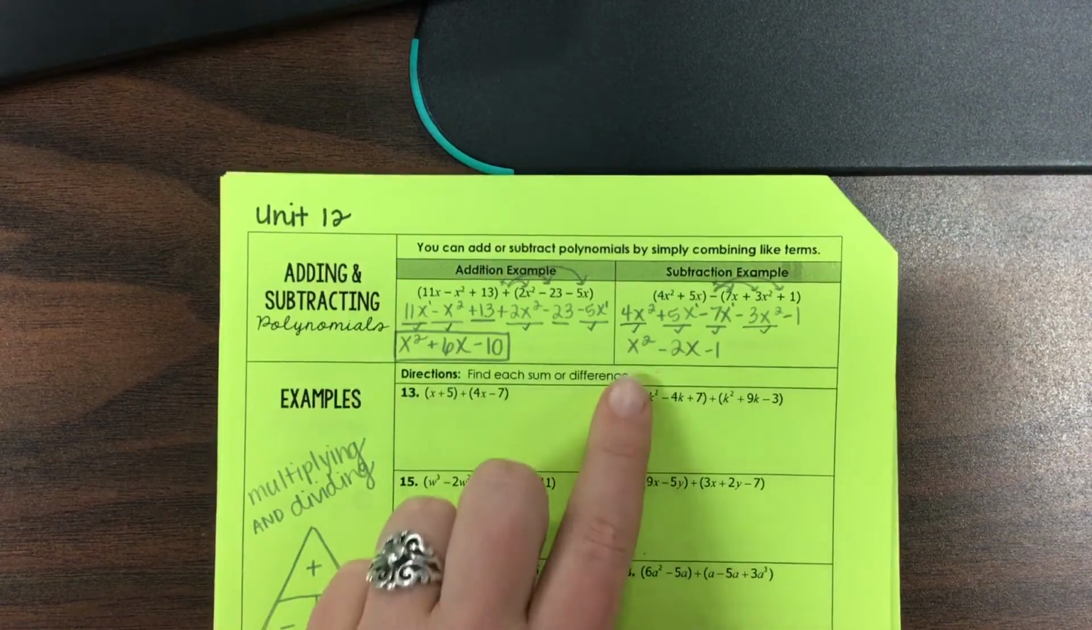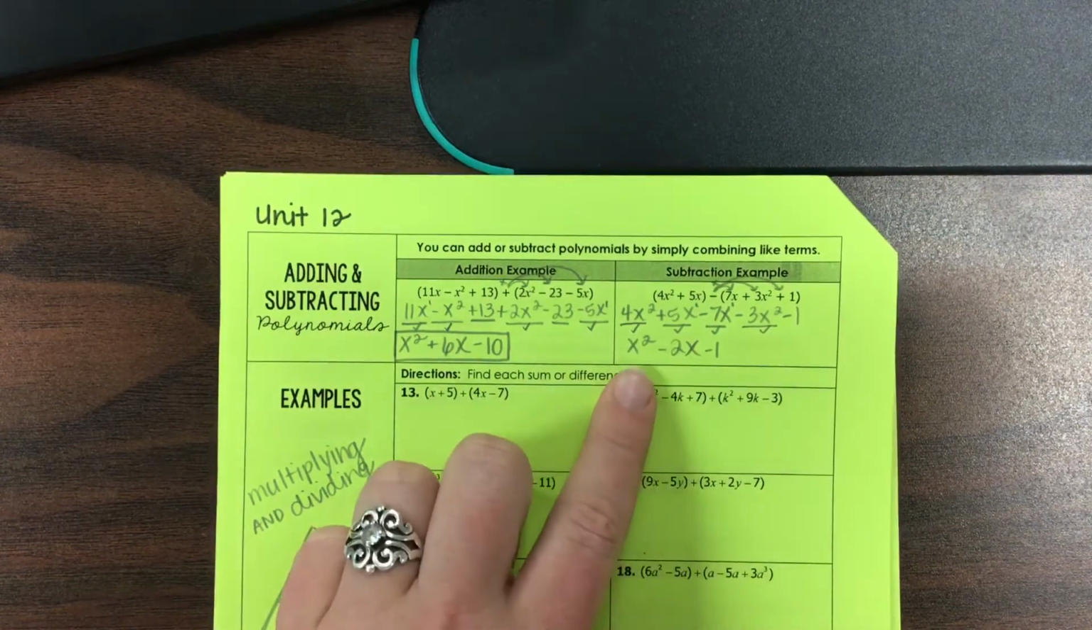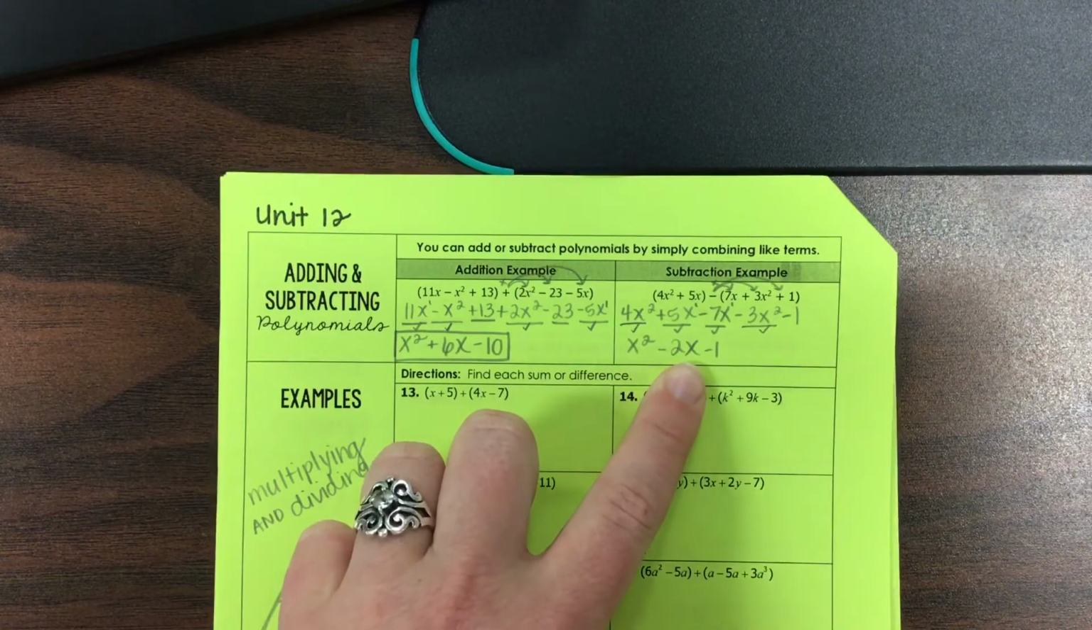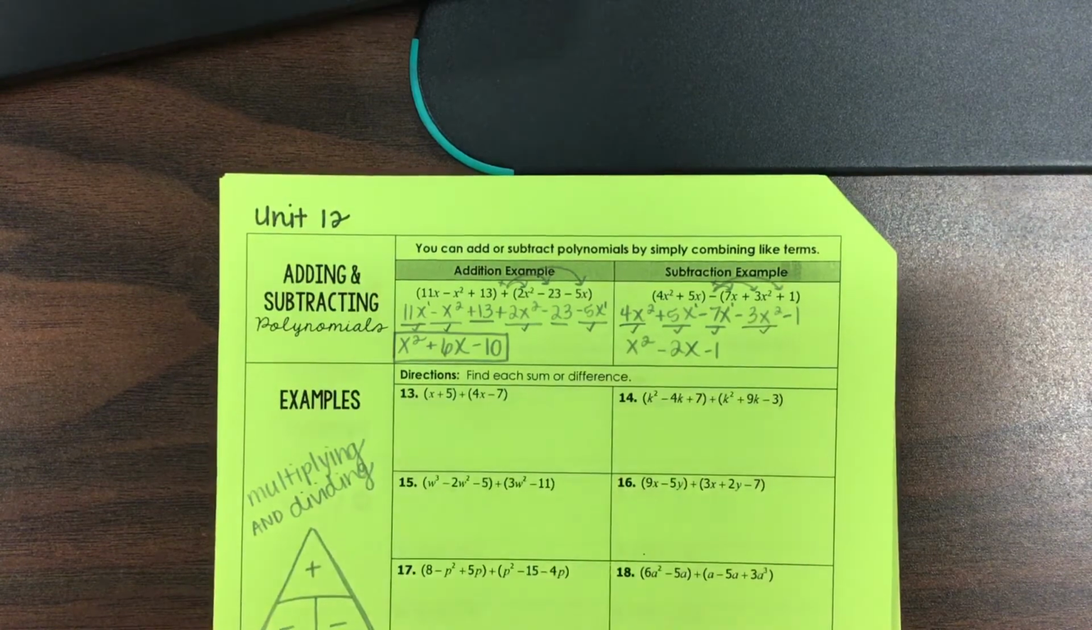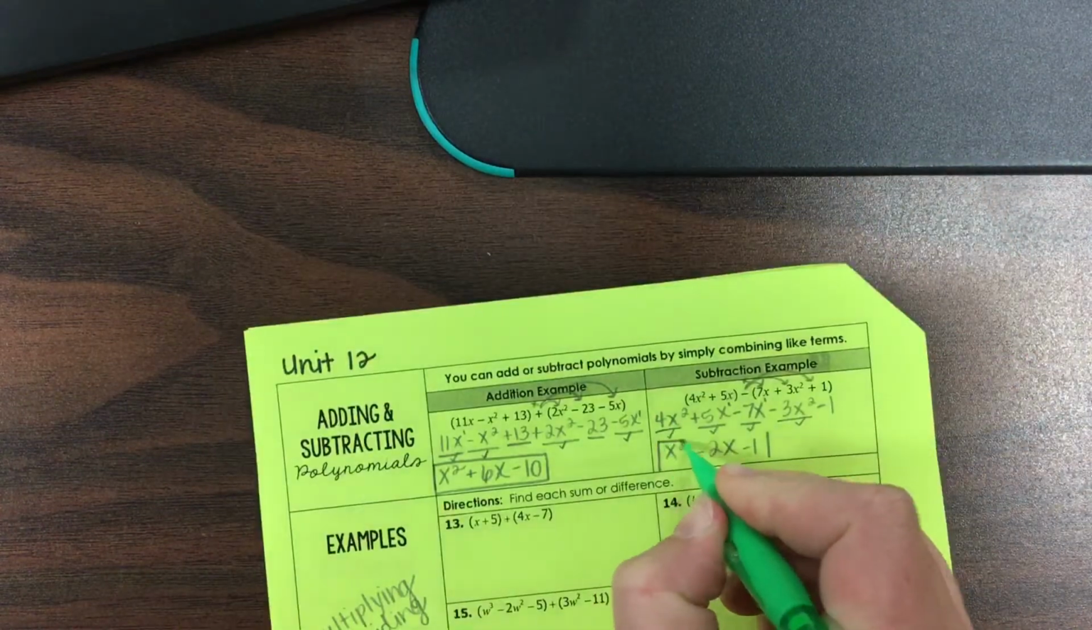Okay, so I check my alphabetical order. Everything has an x, so I'm good. I don't have to worry about that. Then I check, that's to the degree of 2, that's to the degree of 1, and that one's just my constant term there. So I am done with this problem.